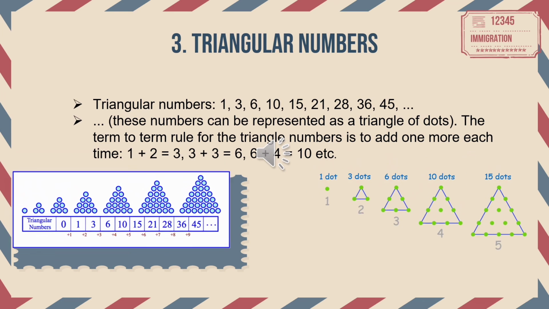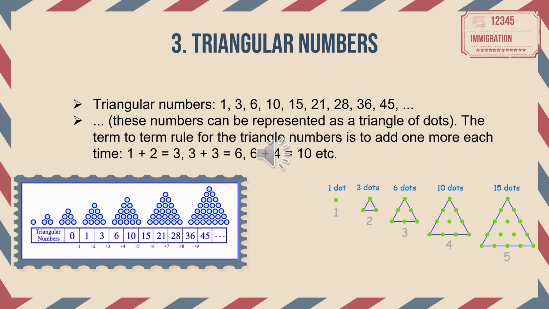Third, triangular numbers. Triangular numbers like 1, 3, 6, 10, 15, 21, 28, 36, 45, and so on. These numbers can be represented as a triangle of dots. The term-to-term rule for the triangular numbers is to add one more each time. 1 plus 2 is 3, 3 plus 3 is 6, 6 plus 4 is 10, etc. Then you can see a pattern like this picture and like this.